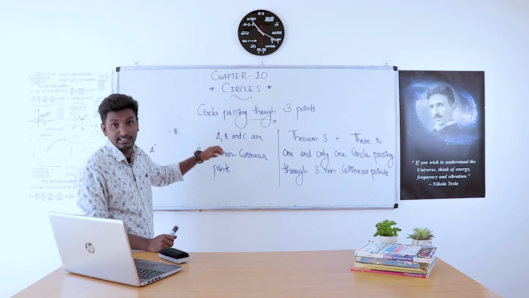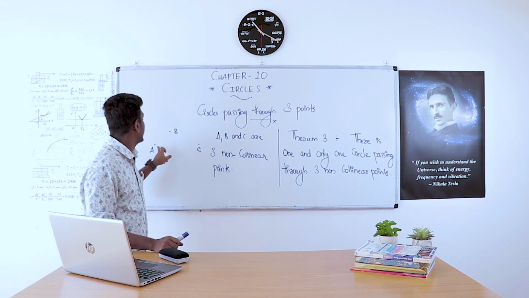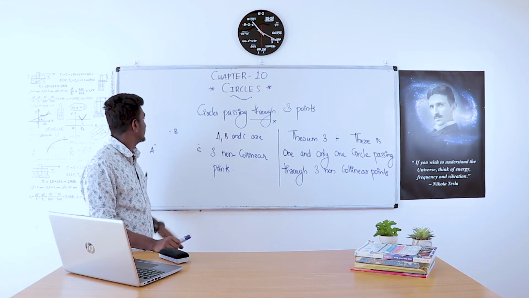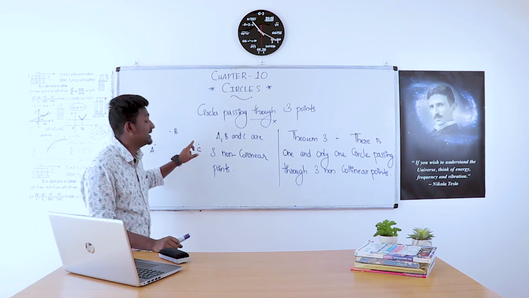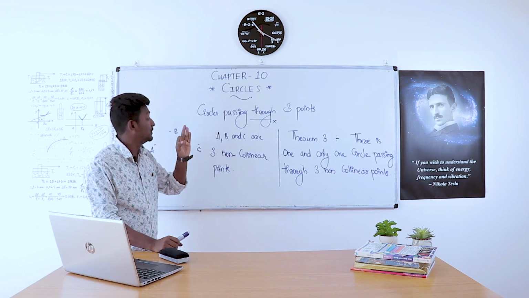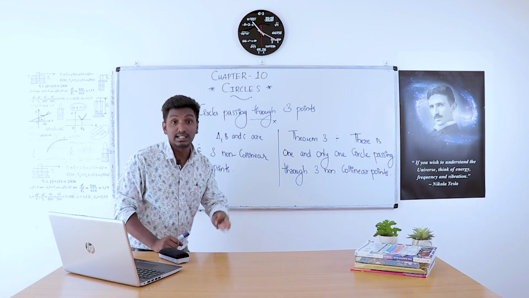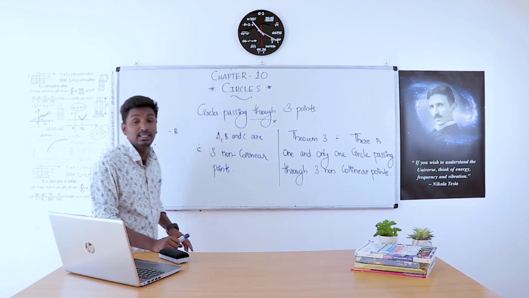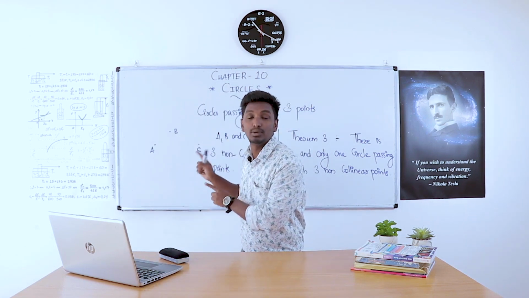When we are considering three points which are not on the same line, which are of different positions, these three points are known as non-collinear points. So when we consider A, B and C, these are three non-collinear points. When we try to draw circles passing through these three points, we can draw only one circle passing through these three non-collinear points.